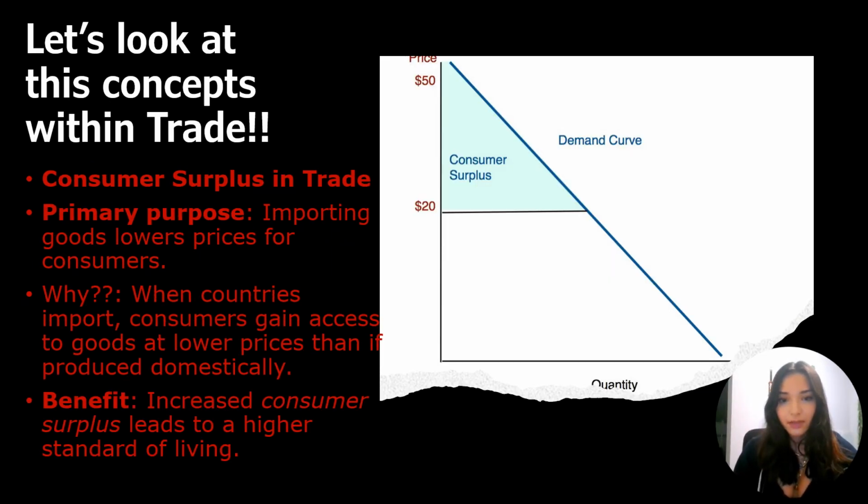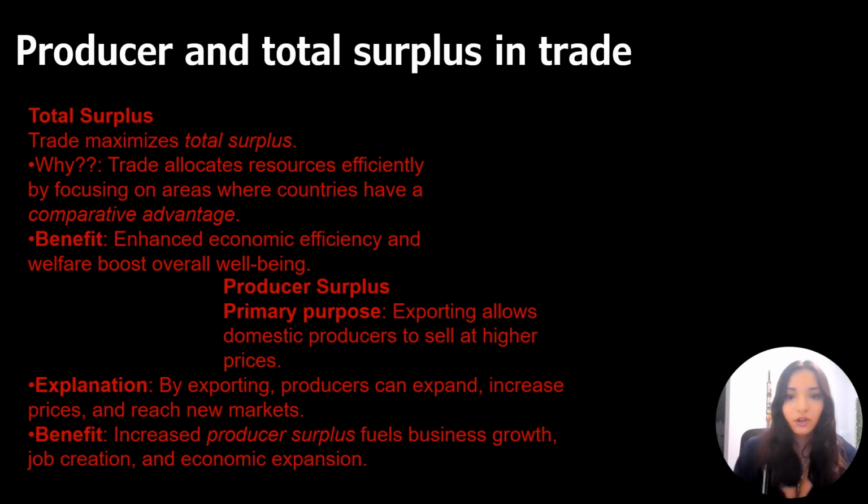Okay, so let's look at consumer surplus in trade. Its primary purpose is to import goods, and it lowers prices for consumers. When countries import, consumers gain access to goods at lower prices than they would domestically, and increased consumer surplus gives a higher standard of living. Let's look at producer and total surplus in trade.